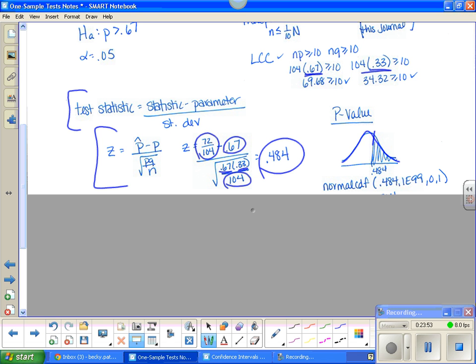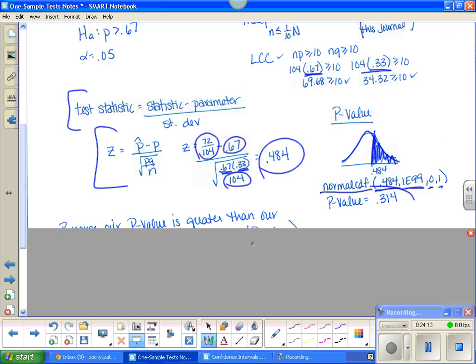So then I come over here and I draw. Now he's positive, so he lives over here, and we shade. And I normal CDF because I'm a Z, not a T. There's my lower, there's my upper, there's my 0, and my 1, which I should have written above that. And now I have my p-value. Do you remember, you don't ever write that number without telling me what it is? P-value, because that's one of the things they're going to be looking for. That is my p-value. Okay, now, that is 31.4%.